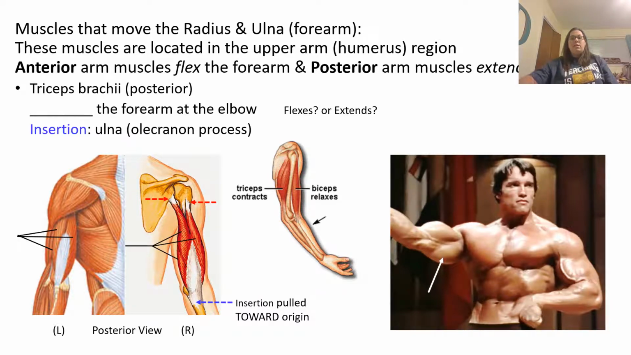Okay, so the first one we want to look at is the triceps brachii. It's in the back, it's in the posterior part, so it is going to extend your forearm at the elbow. Its insertion is on the ulna, that olecranon process that we talked about on the back. That's going to be where that insertion is, and that's why it helps move your elbow, extending it.